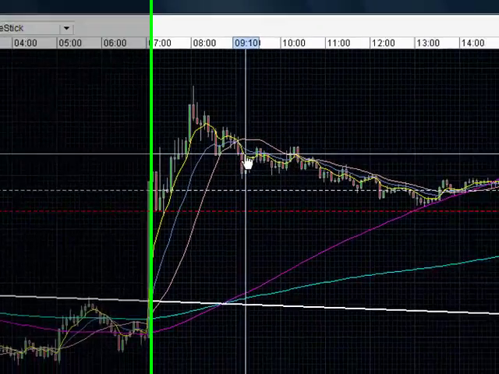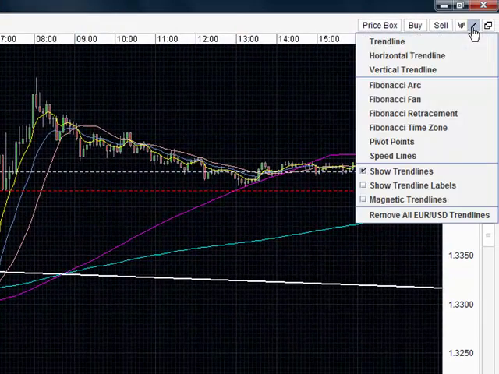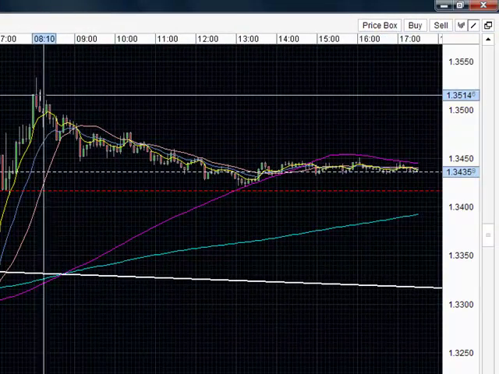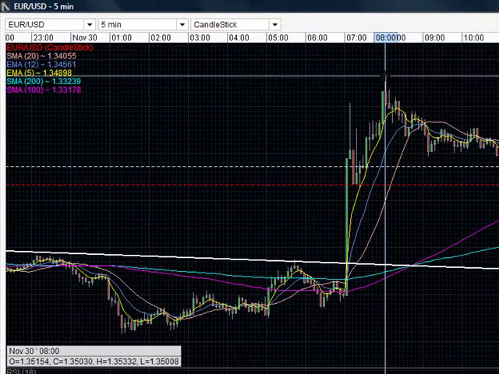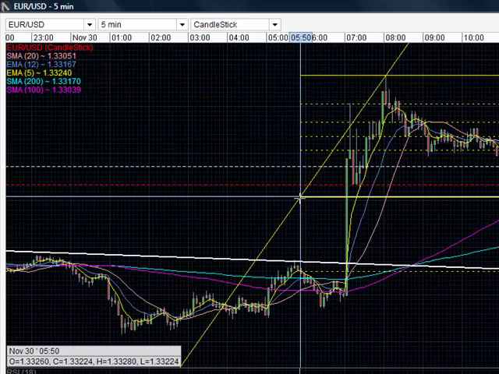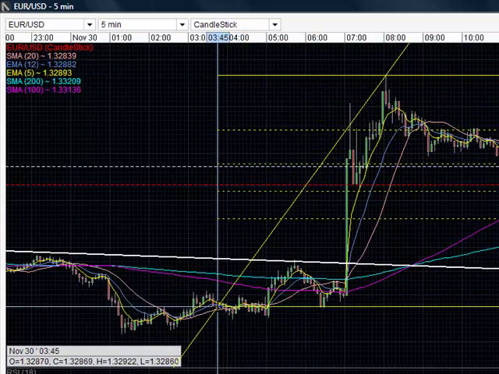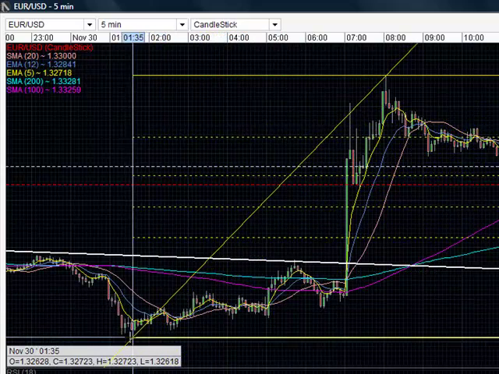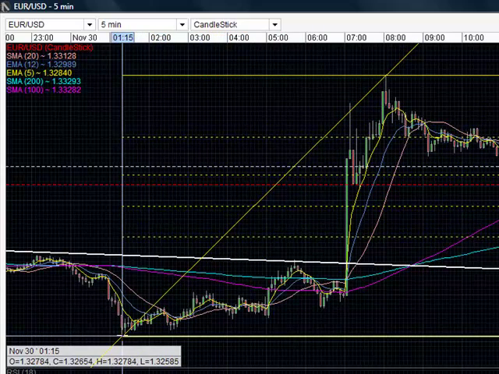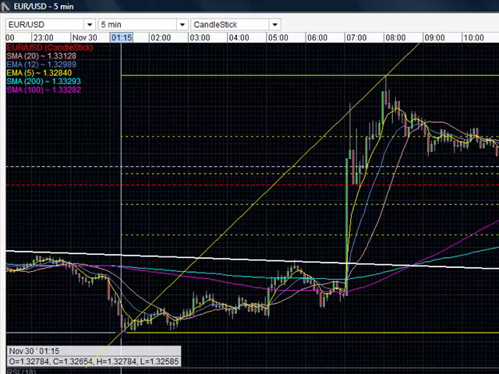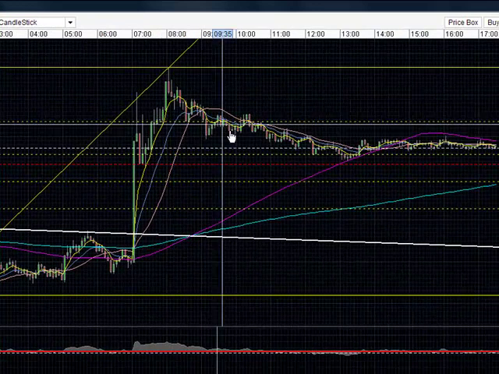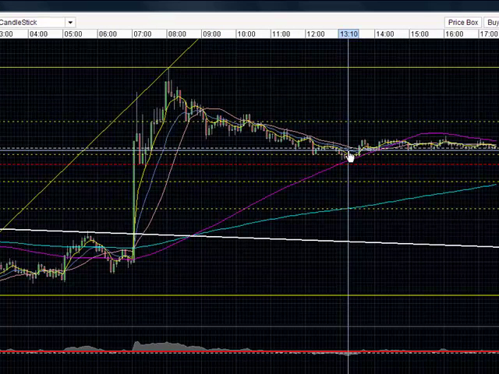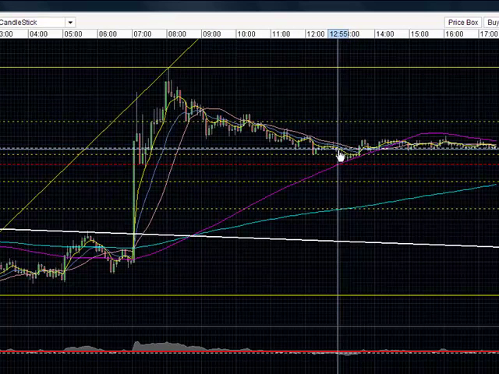So you see this sliding in the pair. Now, if I was to draw a Fibonacci retracement from this high at 35.33 down to the low at 32.59, let me do that right here. You can see that price retraced to the 38.2% Fibonacci level and found support there.